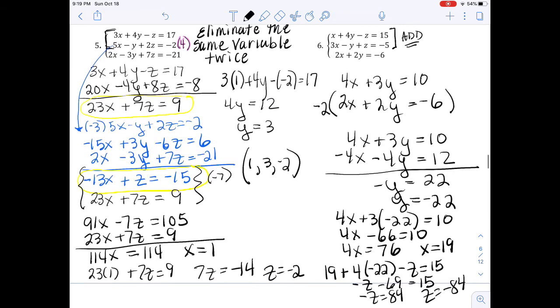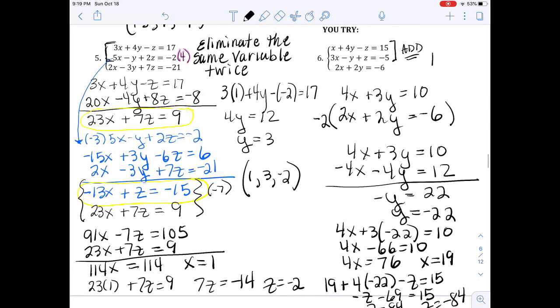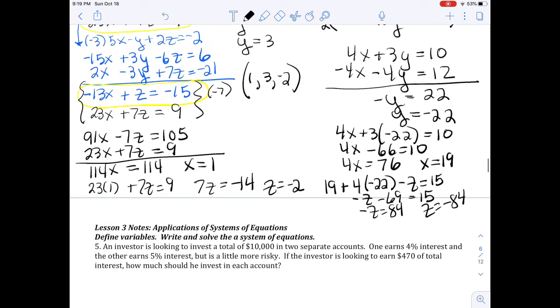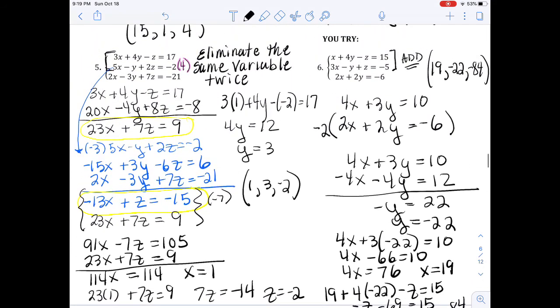And so my ordered triple is 19, comma, negative 22, comma, negative 84. Whew. And that is solving a 3 by 3 system.